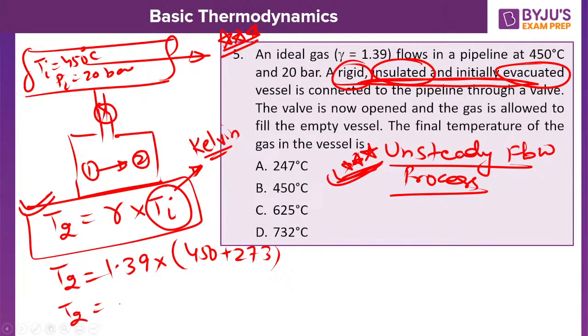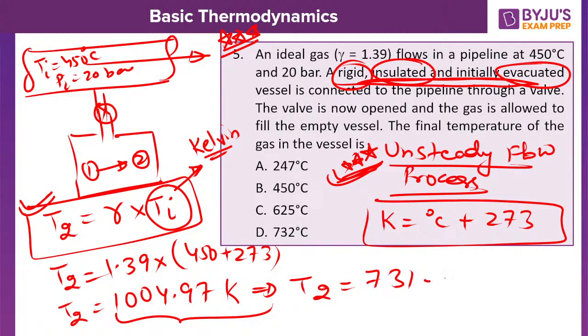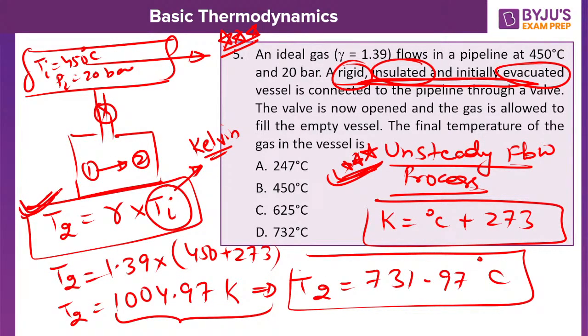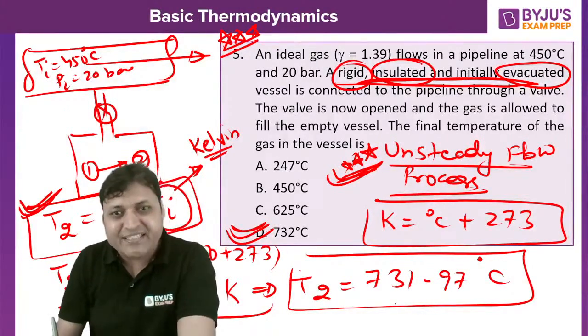So what is the value of T2? 450 plus 273 is 723, into 1.39, that is 1004.97 Kelvin. In degrees Celsius you have to convert: Kelvin is equal to degree Celsius plus 273. So T2 is equal to 731.97 degrees Celsius. You must remember the standard result here. Is this clear? Option D is the correct answer. I have already solved the question by using the standard result, but how are we getting the standard result?